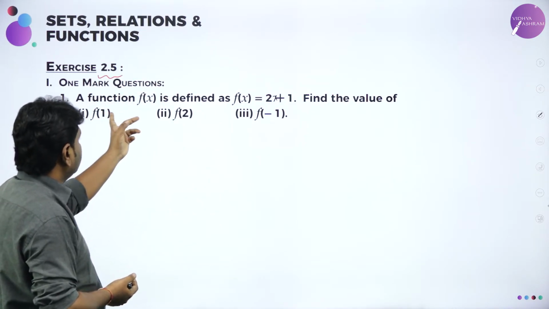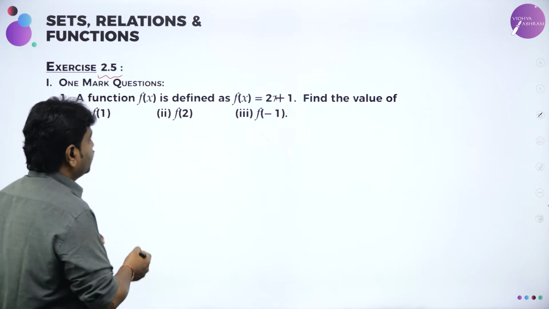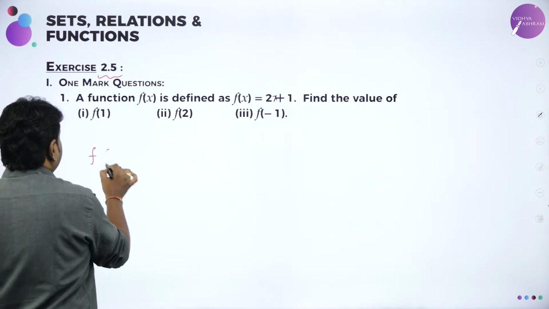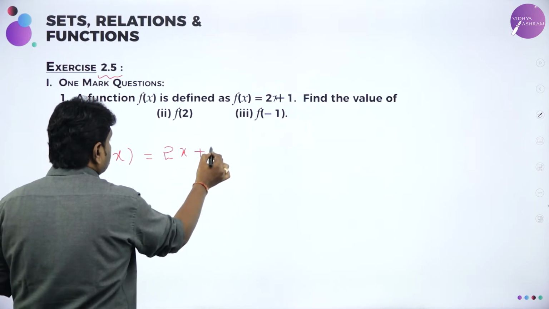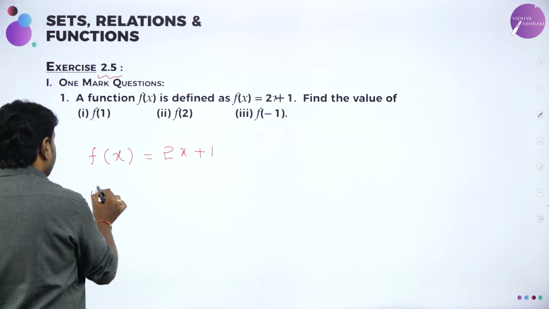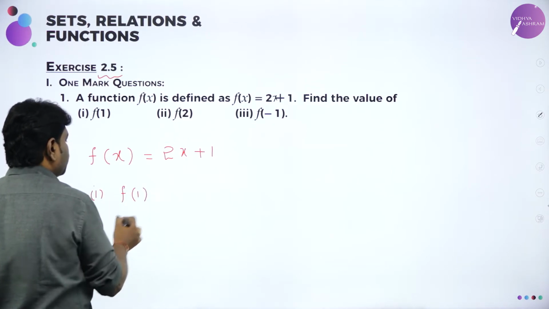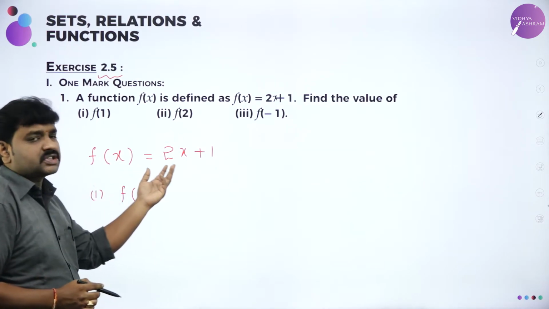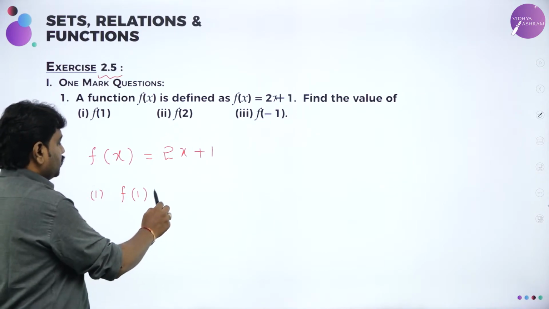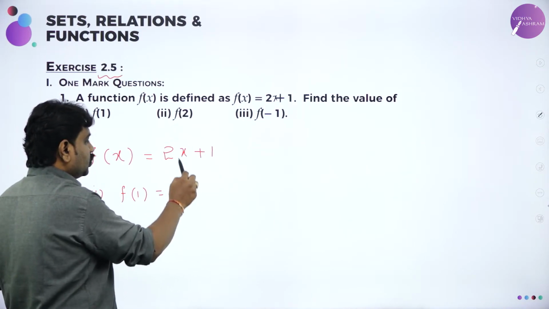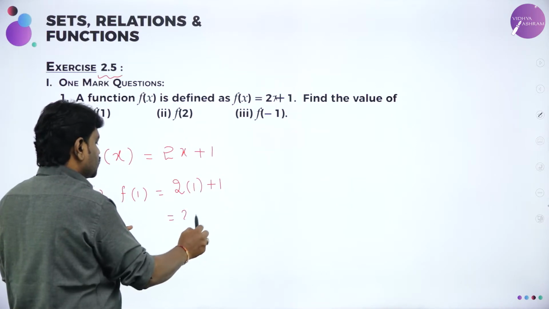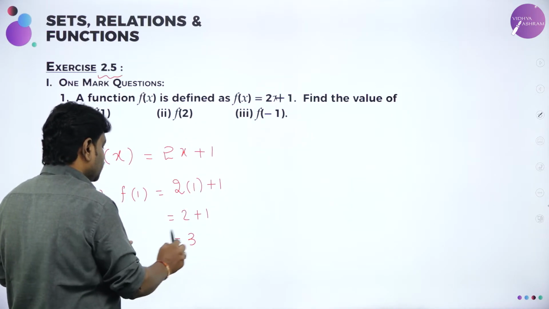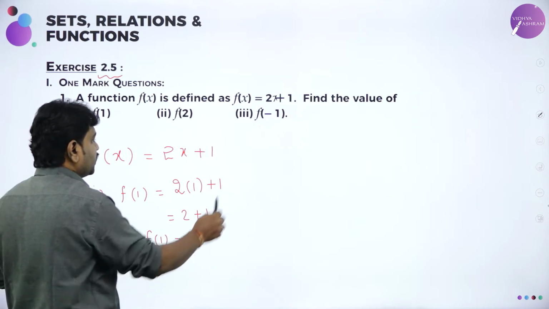See, everything is given, they told us the function is defined, they gave the definition of the function. So, they gave f of x. In this problem, f of x is 2x plus 1. In the first part, they want you to find f of 1. Very simple. F of 1 means in the place of x put 1. So, in the RHS, wherever x is there in 2x, in the place of x I will put 1. 2 ones are 2 plus 1. 2 plus 1 is 3. F of 1 they wanted, we got f of 1, it is 3, simple.